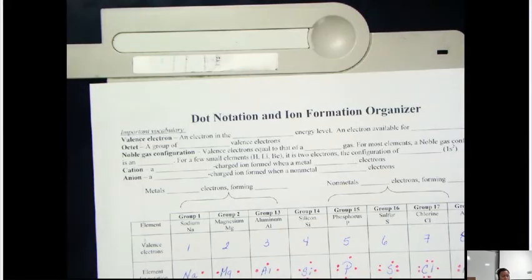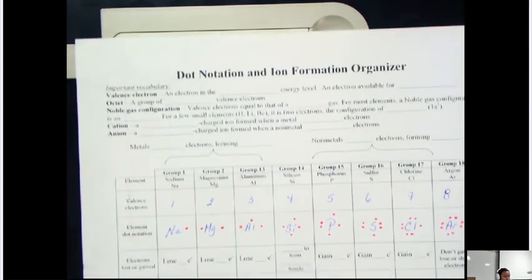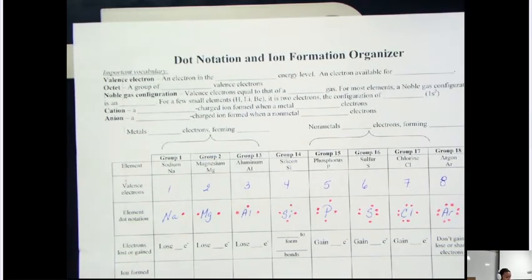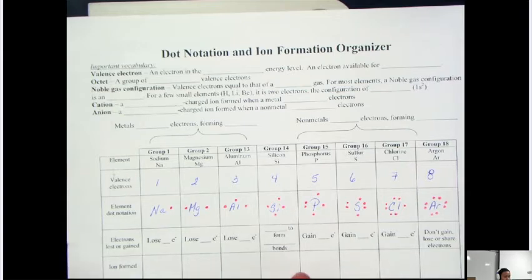Hello. This is a continuation of the 7.1 notes. We had already done part 1, and we were going over this portion here. So we had already discussed valence electrons and the different groups, being able to identify the number of valence electrons in each of the groups using the group numbers, and then also writing the Lewis dot structures or element dot notations for each of them.